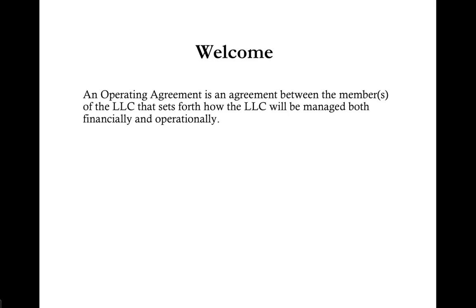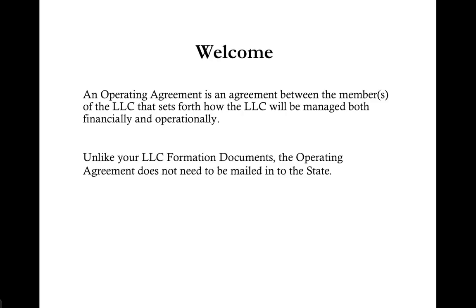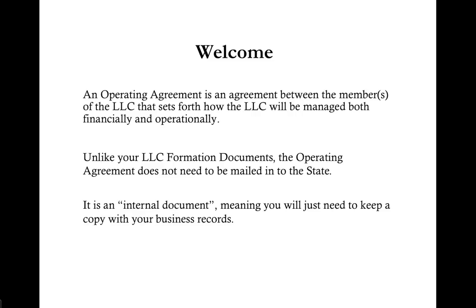An operating agreement is an agreement between the members of the LLC that sets forth how the LLC will be managed both financially and operationally. Unlike your LLC formation documents, the operating agreement does not need to be mailed into the state. It is an internal document, meaning you will just need to keep a copy with your business records.